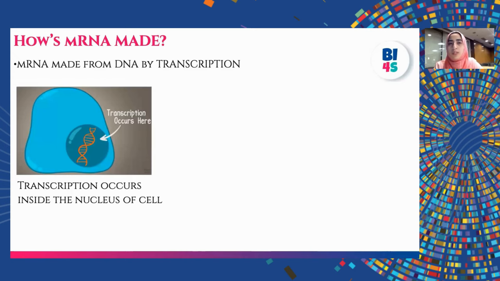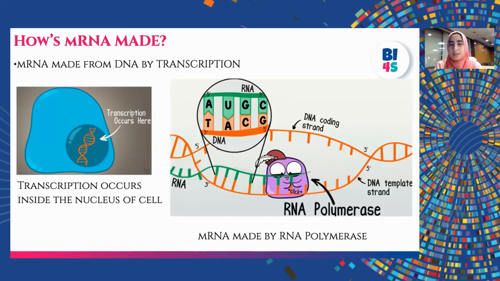Now the question is, how is this mRNA made? How is this DNA photocopied in the form of the mRNA? So the mRNA is made from DNA by a process that we call transcription. Because the DNA resides in the nucleus, transcription also occurs inside the nucleus only. And this transcription is carried out by a special molecule called RNA polymerase. This RNA polymerase makes a photocopy of the DNA in the form of the mRNA. And that mRNA then leaves the nucleus.